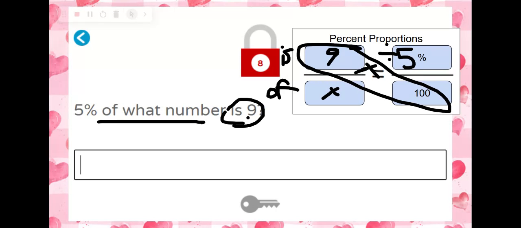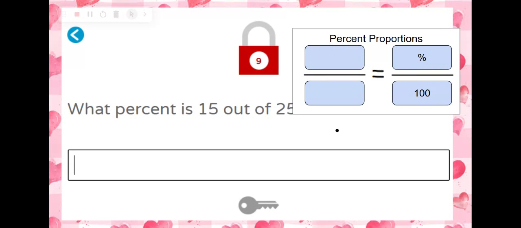So you see how I'm doing the same thing every time? I'm filling in that percent proportion. It's easy to identify that percentage. What you're really trying to figure out is, what are you missing? Are you missing the part, the whole, or the percent? And then once you have that percent proportion set up, you just need to solve the proportion using your butterfly.